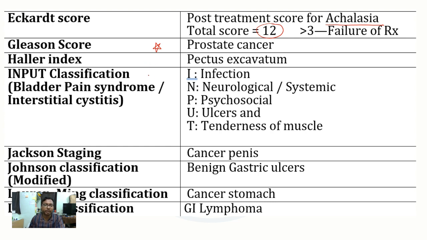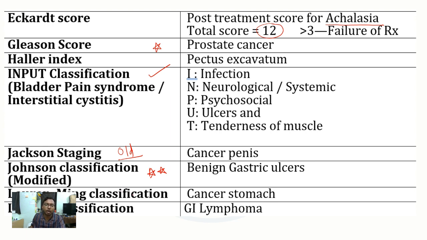Then it's a new entity. Input classification is for bladder pain syndrome, which is also called interstitial cystitis. Then it's an old classification for penile cancer. It goes by the name Jackson staging. Okay, right. Then next one is very important. It is your modified Johnson classification. It is for benign gastric ulcers, right?